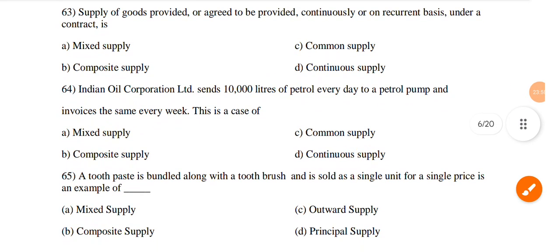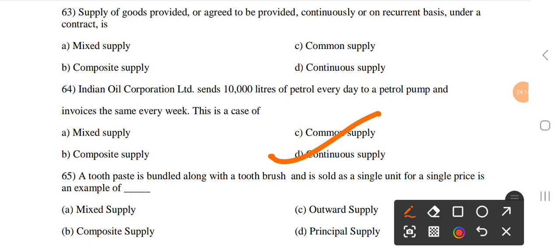Next question. Indian Oil Corporation Limited sends 10,000 liters of petrol every day to a petrol pump and invoices the same every week. This is the case of option A mixed supply, B composite supply, C common supply, and D continuous supply. The correct option is D, continuous supply.